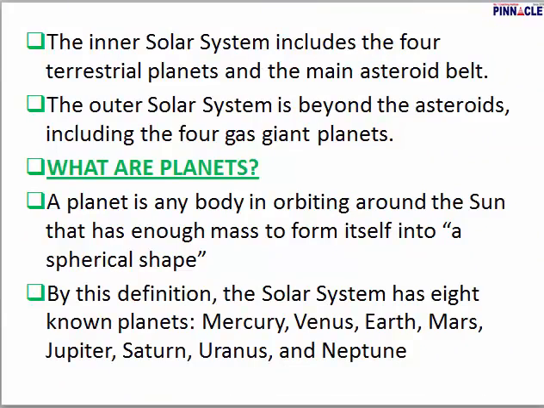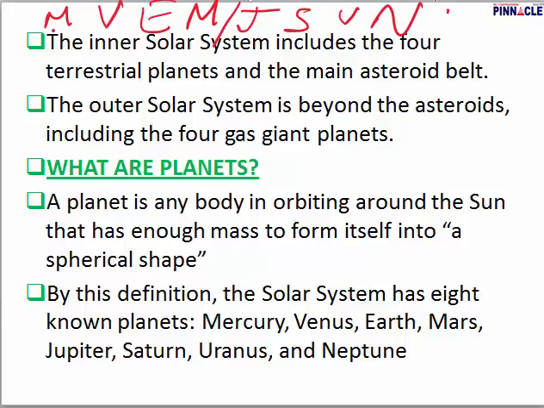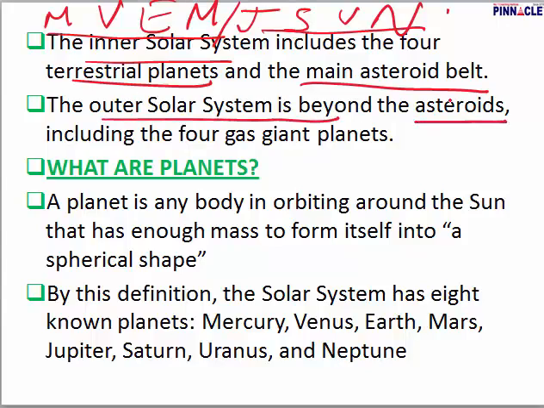The solar system has a total of 8 planets. What are they? The 8 planets are Mercury, Venus, Earth, Mars, Jupiter, Saturn, Uranus and Neptune. The first 4 are known as inner planets and the outer 4 are known as outer planets. The inner solar system contains the 4 terrestrial planets, which are also the 4 inner ones, and it has the main asteroid belt. Whereas the outer solar system is beyond the asteroid belt, and it includes 4 gaseous planets.